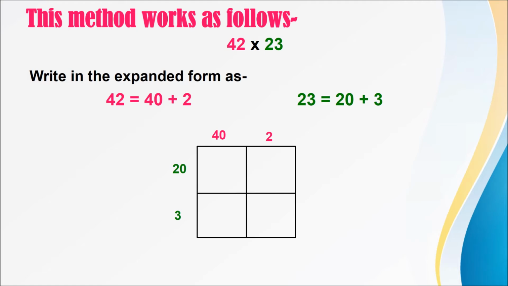Next, multiply each number on the top with each number on the left side and write each product in the corresponding cell.